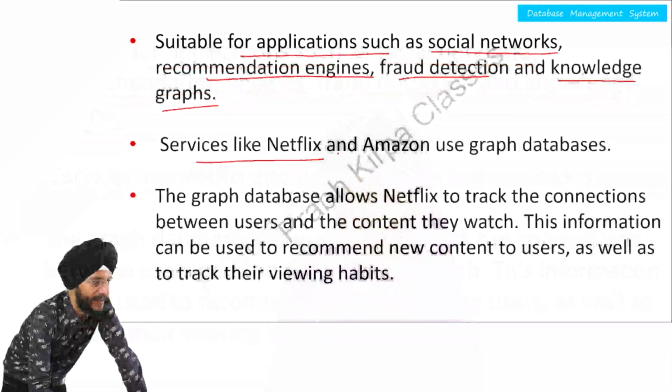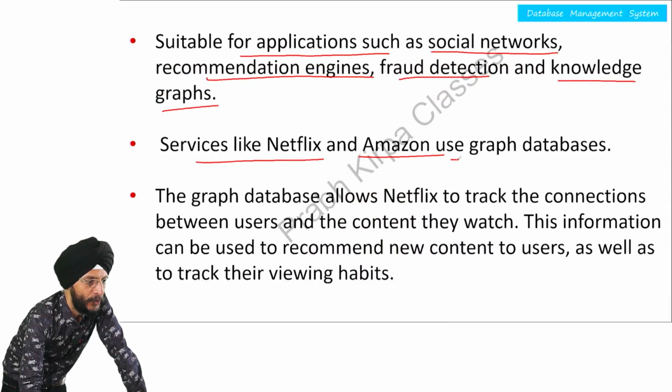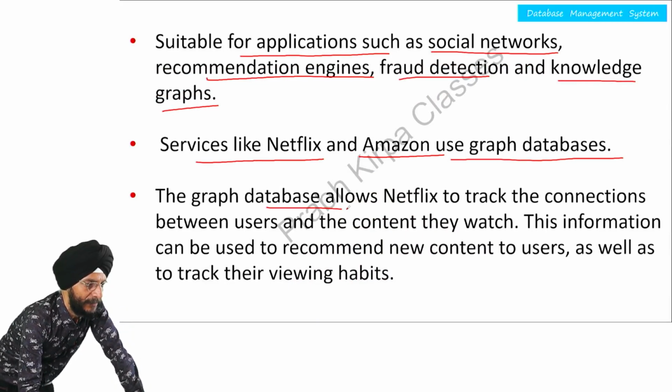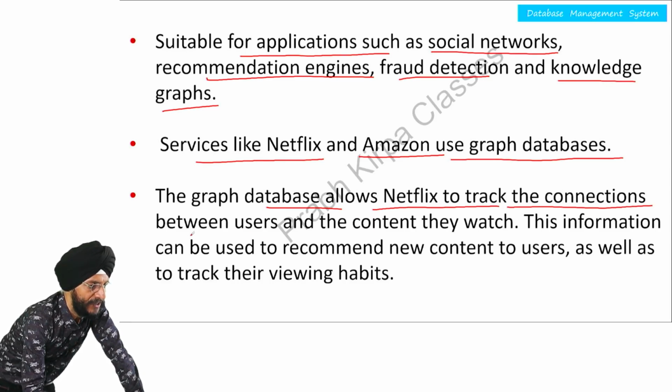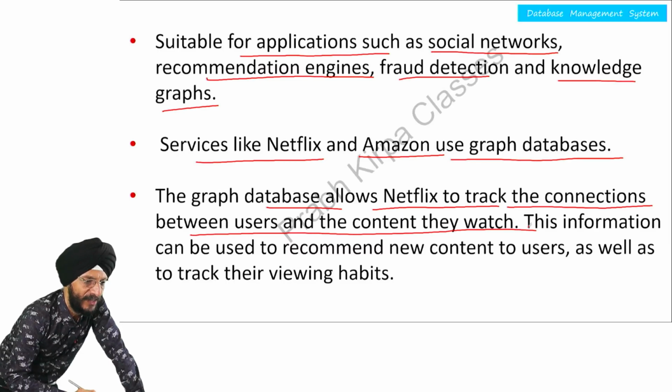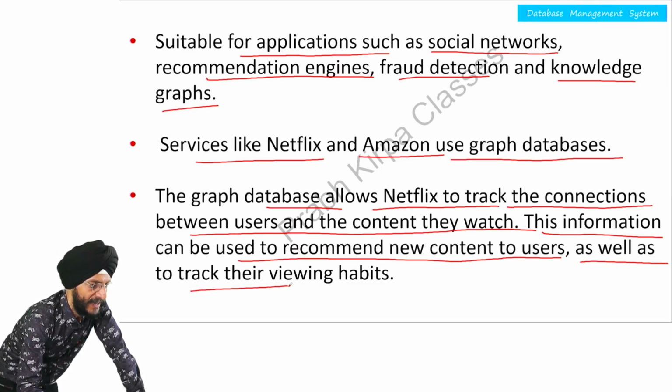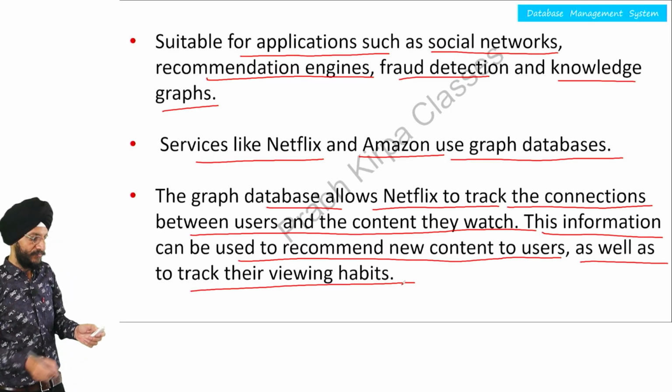Services like Netflix and Amazon use graph databases. The graph database allows Netflix to track the connections between the users and the content they watch. This information can be used to recommend new content to the users as well as track their viewing habits.